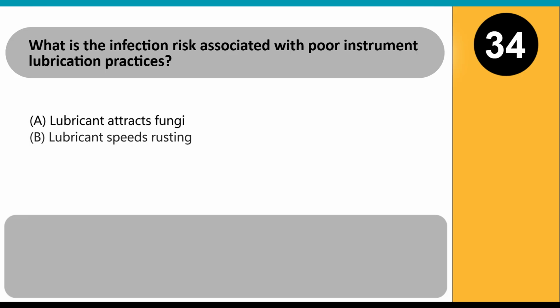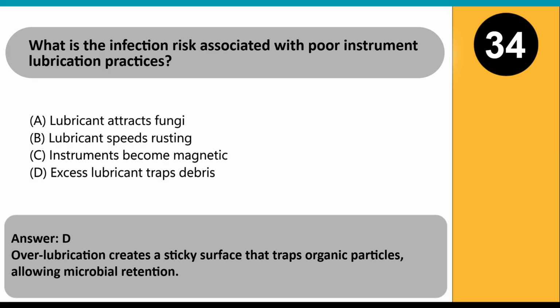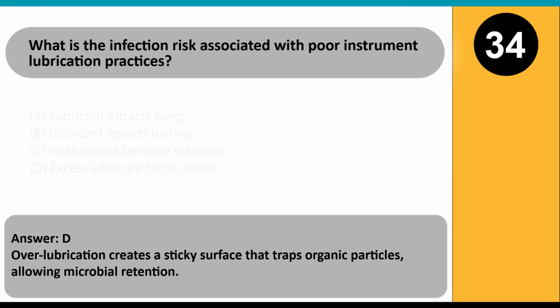What is the infection risk associated with poor instrument lubrication practices? A. Lubricant attracts fungi. B. Lubricant speeds rusting. C. Instruments become magnetic. D. Excess lubricant traps debris. Answer, D. Over-lubrication creates a sticky surface that traps organic particles, allowing microbial retention.